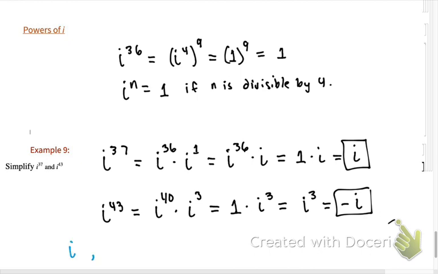Again, you really only need to remember that i is i, i squared is negative 1, i cubed is minus i, and i to the 4th is equal to 1. If you know the first 4 powers of i, you can find any power of i by reducing the power to the largest number that's divisible by 4 that you can think of, and finding the leftover power and simplifying from there.